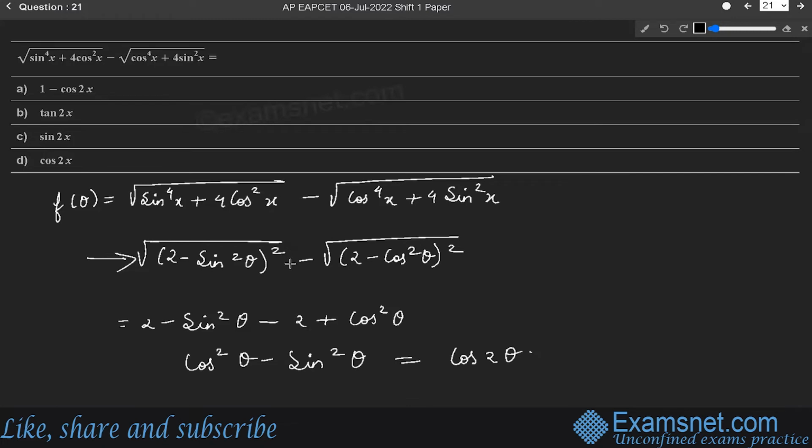And we know that cos square theta minus sine square theta will be cos 2 theta. Now here the options are in the form of x. It means that here theta will be equal to x. So it becomes cos 2x. Therefore, we can say that the correct option here is option number D, which says cos of 2x. I hope this question is clear to you.